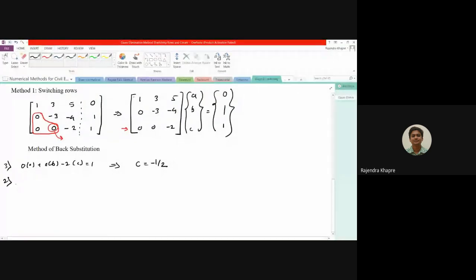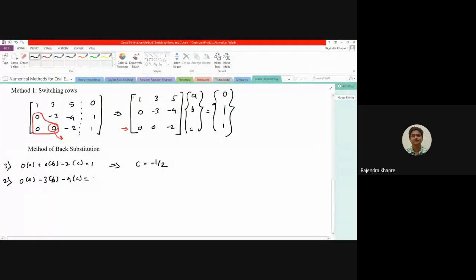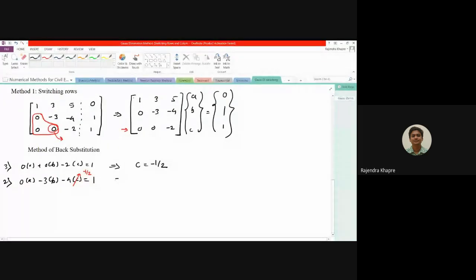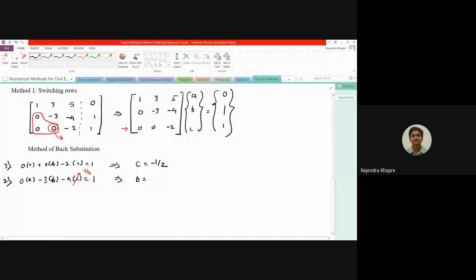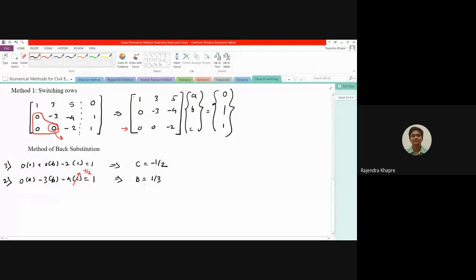If you go for the second row, you will have 0 times a minus 3 times b minus 4 times c equals 1, out of which we have just calculated the value of c as minus half. So this is going to give me the value of b. Somebody please give me the value of b. Minus 1? No, 1 by 3. Plus or minus? Plus. This is plus 1 by 3. Okay, so please check your calculations.